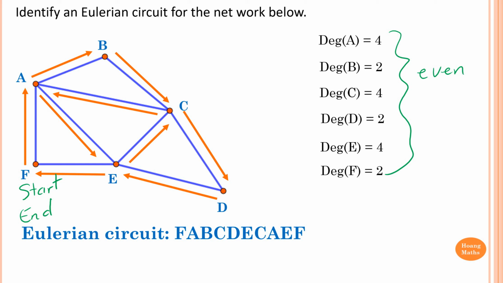So noting that the circuit is F to I to B, B to C, C to D, D to E, and E to C, C to I to E, and E to F. We're back to the beginning.